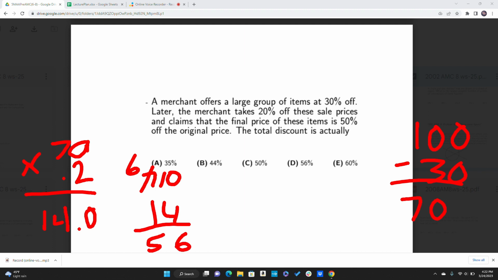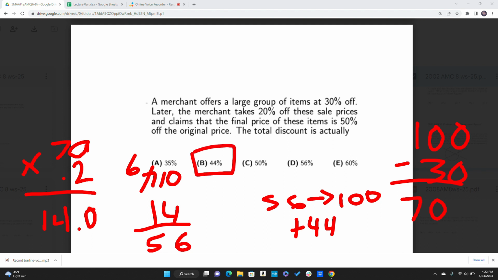How much is that discount? Well, we took away, to get from 56 to 100, that's adding 44, right? 56 plus 44 makes 100. So the total discount is 44% off, right? We lost $44 from the original 100, and now we're at $56 as the sales price.